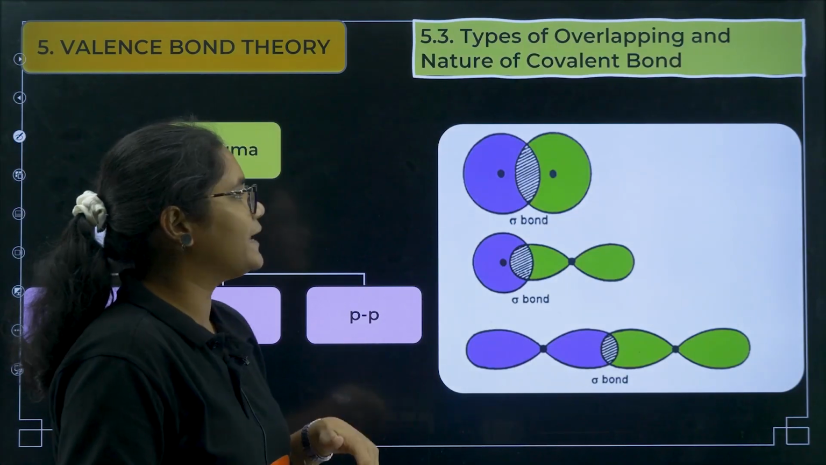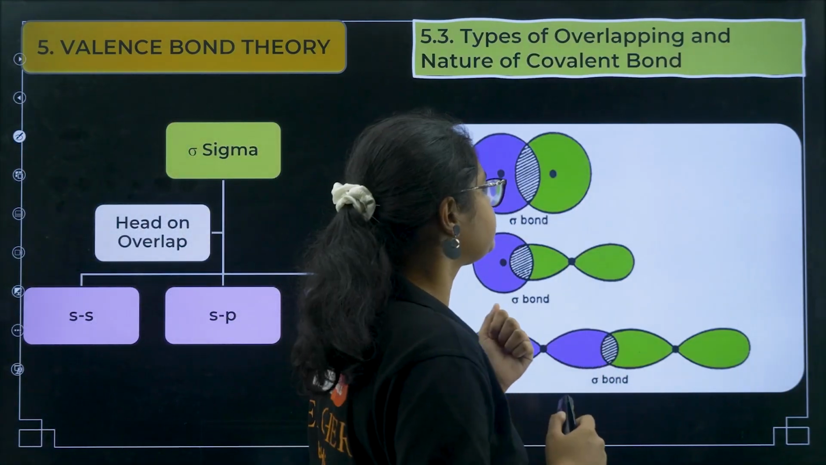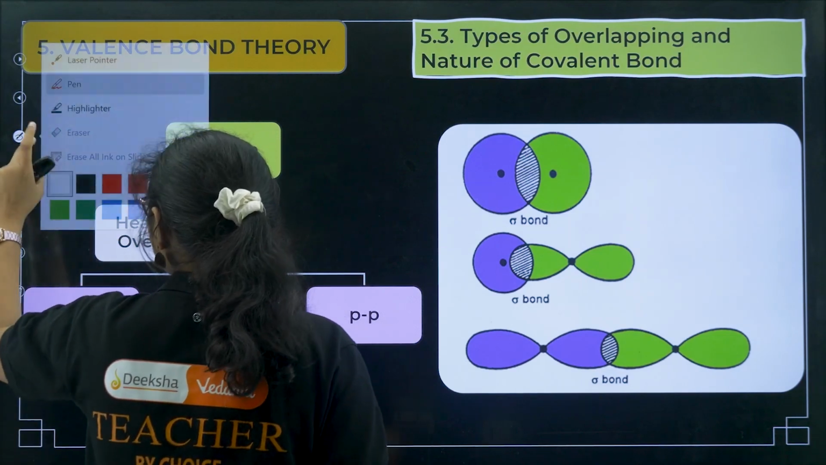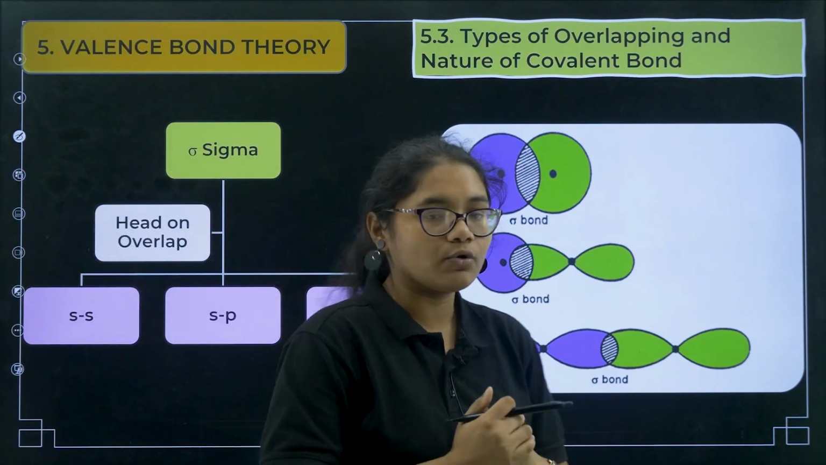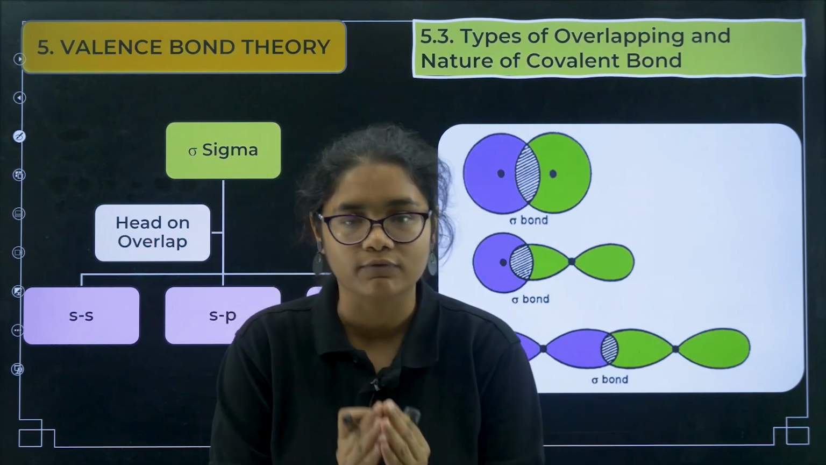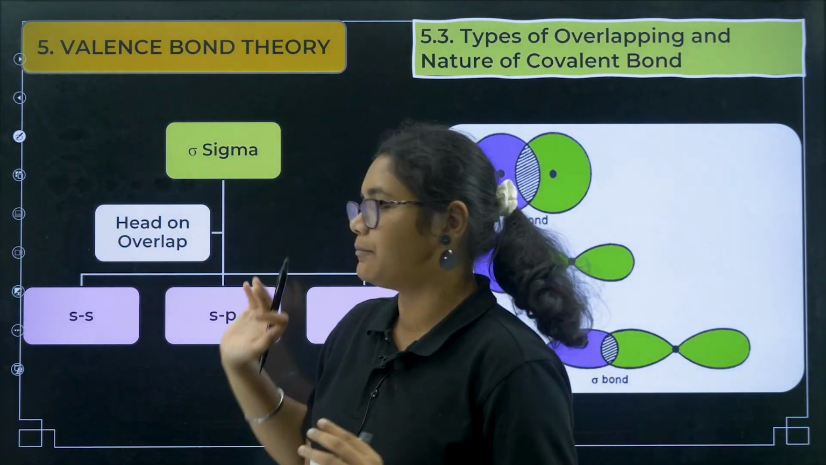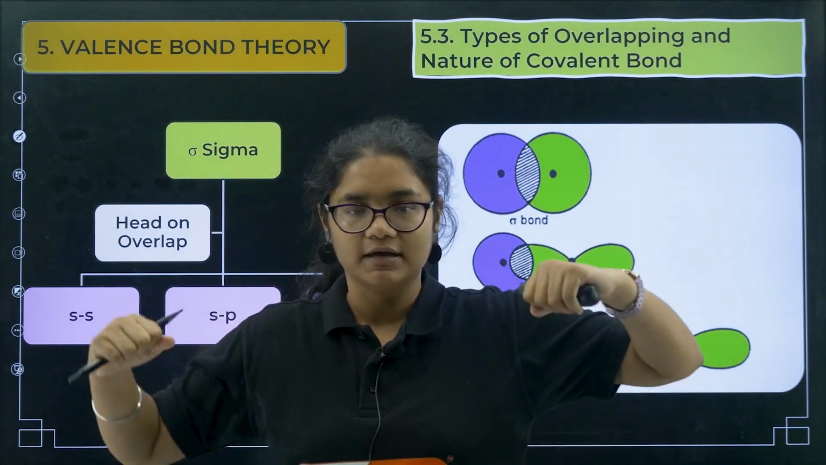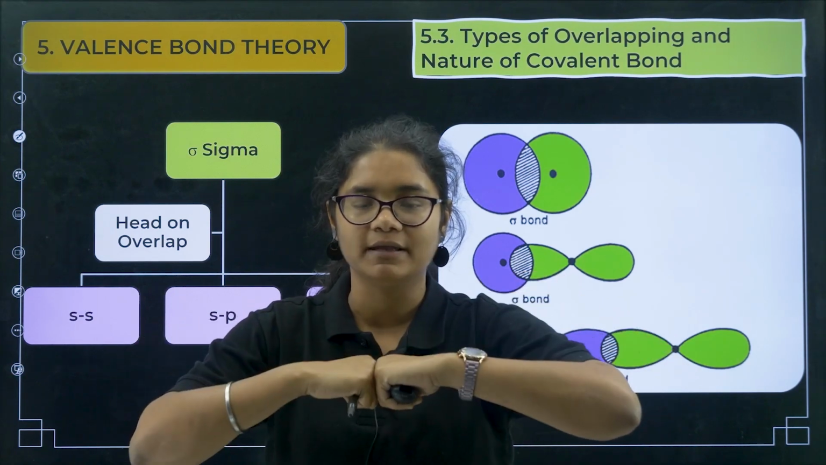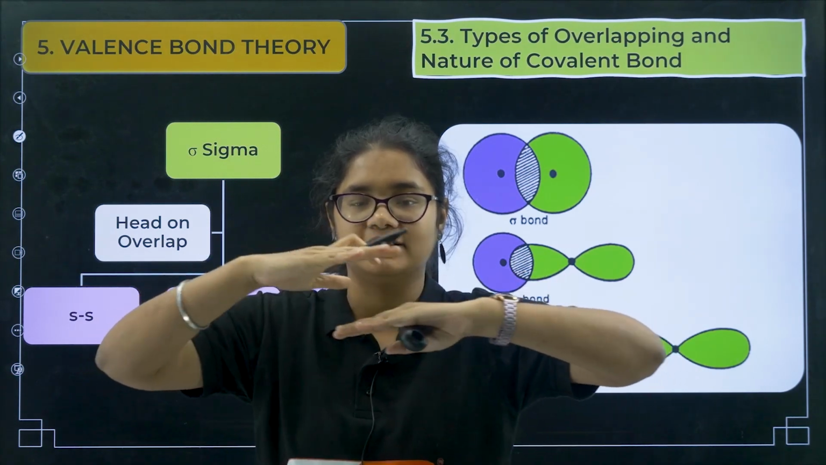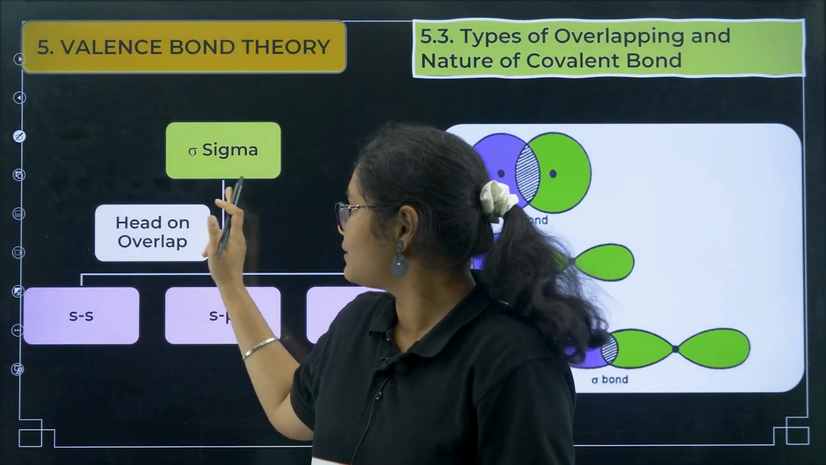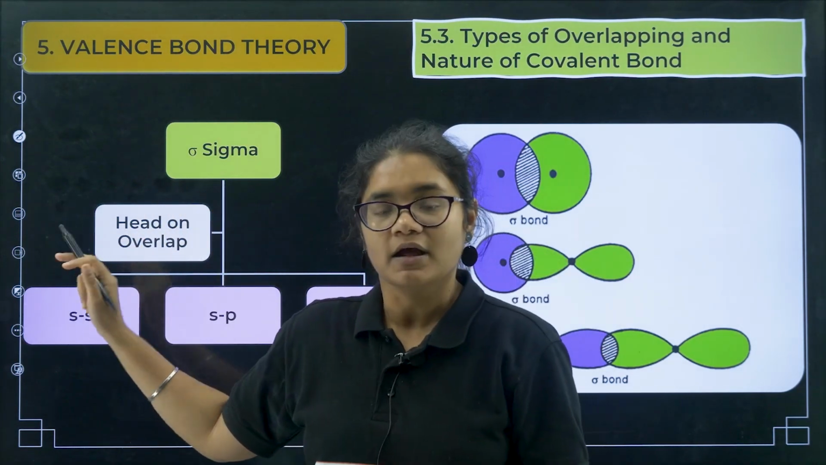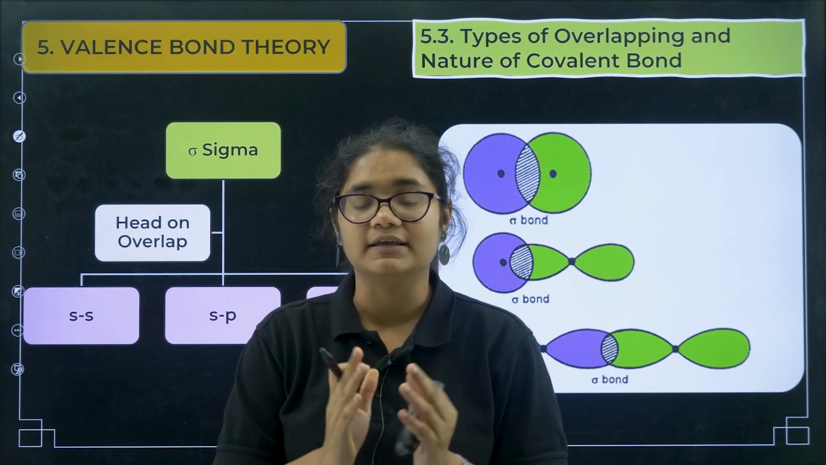Third, now we will see types of overlapping, the type of overlapping and the nature of covalent bond. So if there is head-on overlapping, we get sigma bond. Head-on overlapping means direct, face to face there is overlapping, then we call head to head or face to face overlapping is there, then sigma bond is formed. Sigma bond is formed by head-on overlapping. Now what all overlapping can give you sigma bond?